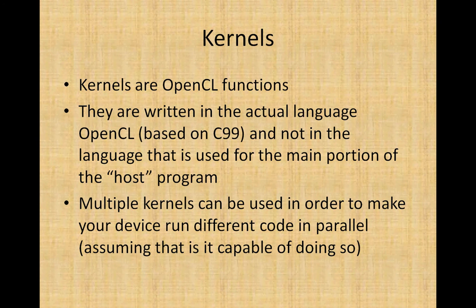You can have one or multiple kernels. Multiple kernels can be used to run different code at the same time on your device, assuming that it supports parallel code, although it should if it's running OpenCL. You can also use the same kernel running many times at the same time on your device, which is what you would do for something like image processing, where you want the same thing to happen on every pixel in an image, just over and over again.